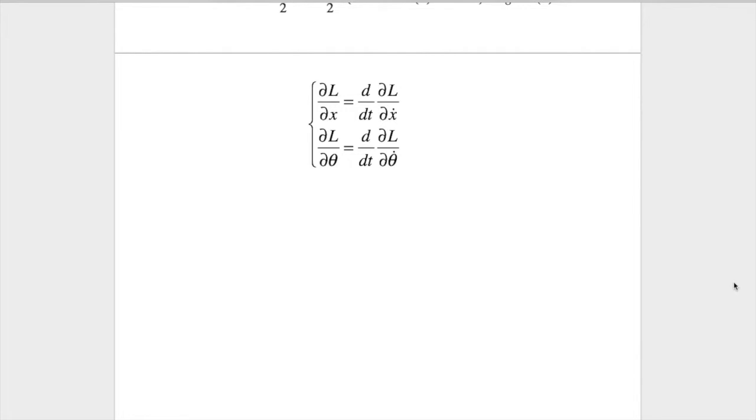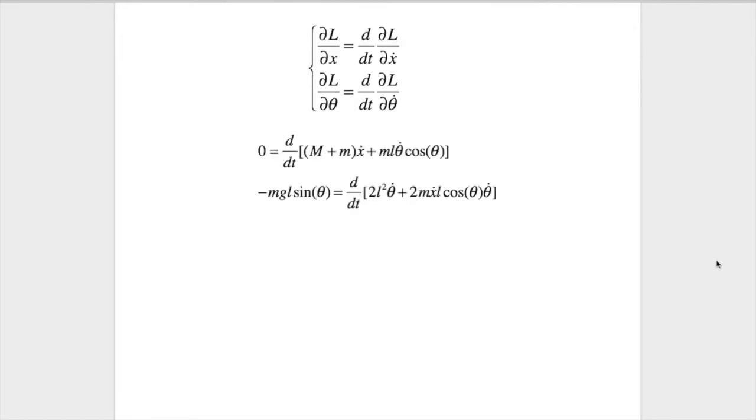Therefore, we write down the Euler-Lagrange equation, which is partial L over partial x equals d over dt of partial L over partial x dot, and partial L over partial theta equals d over dt of partial L over partial theta dot. The reason we have a system of differential equations is because we have two unknown variables here. If we plug the Lagrangian into this Euler-Lagrange equation, we will end up with the following system of differential equations, which can be further simplified into this. And this is our equation of motion for this system.